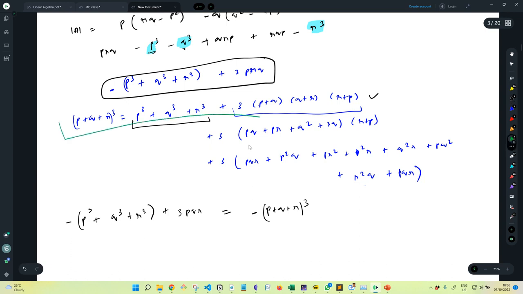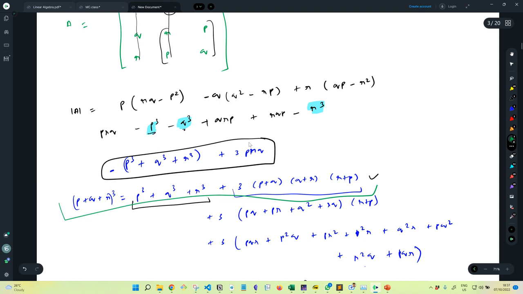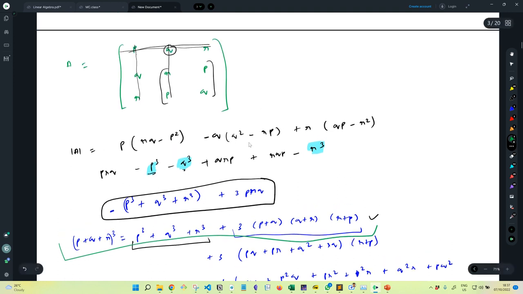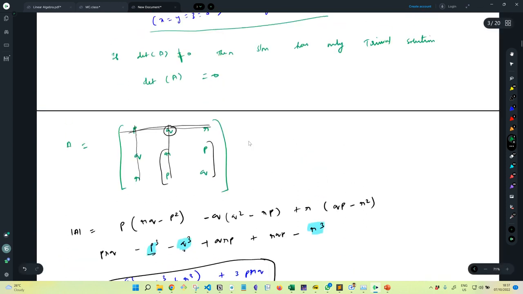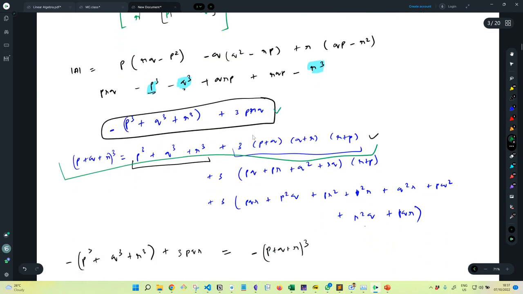So I have this formula, right, for (p plus q plus r) the whole cube. Now in the determinant I have, do I have more terms in determinant? I think just give me 1 second. I'll just figure out what's happening. So it will be p into (rq minus p square) minus q into (q square minus pr) plus r into (pq minus r square). Yeah. So this is correct.